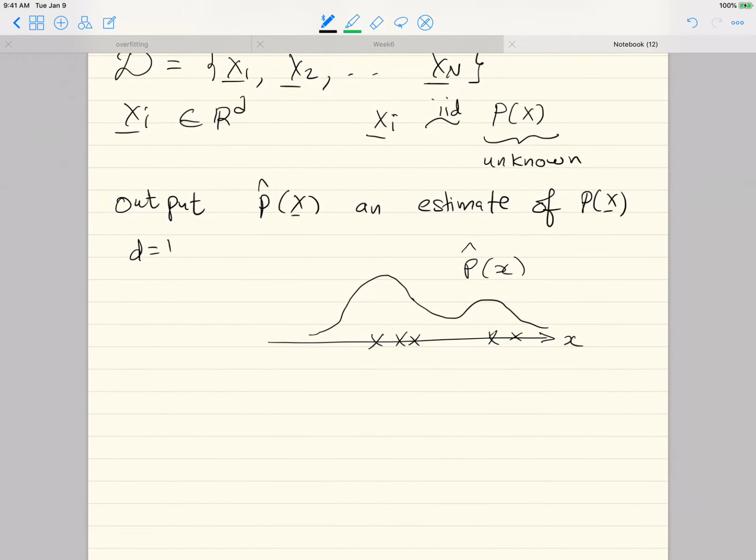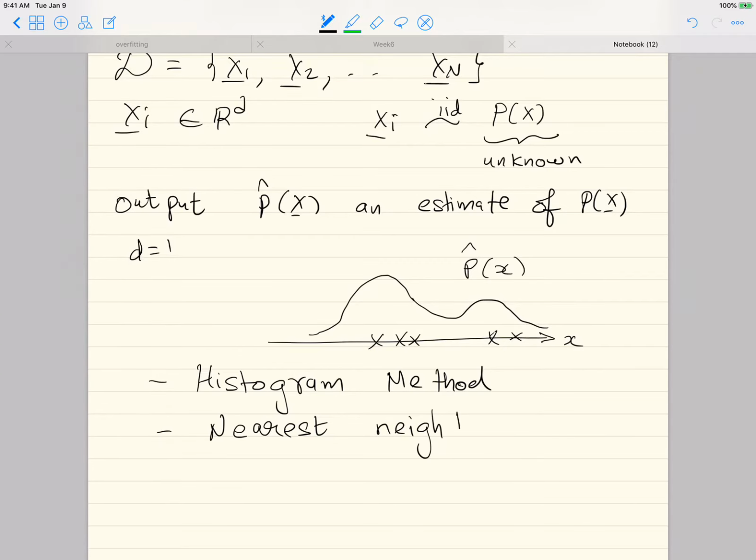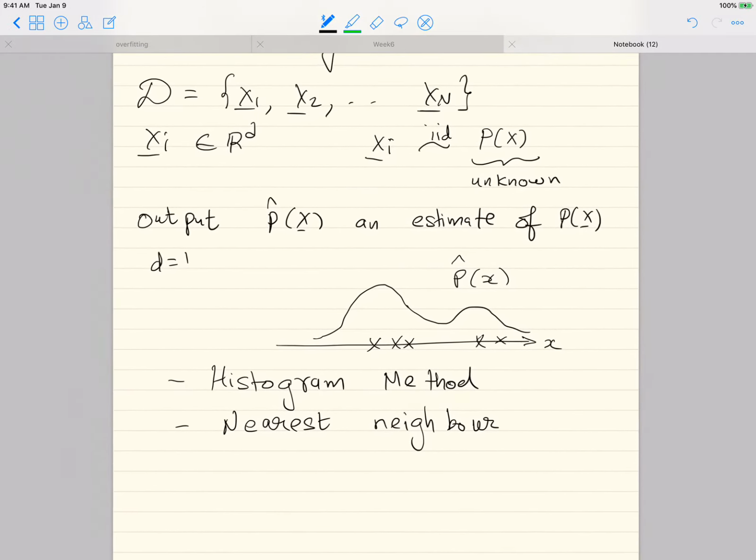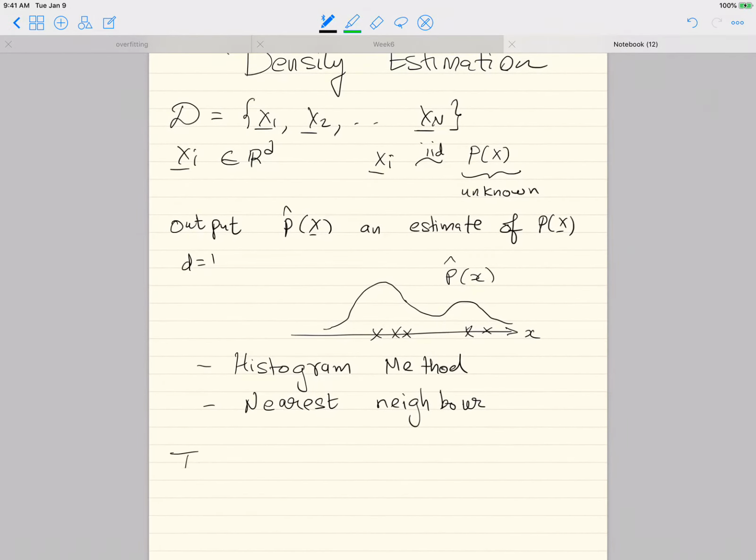Last lecture we discussed two methods. One was the histogram based method, and the other was nearest neighbor. Today we'll continue to discuss two more methods involving Gaussian distributions. So the main focus of today is to study a method known as Gaussian mixture model.